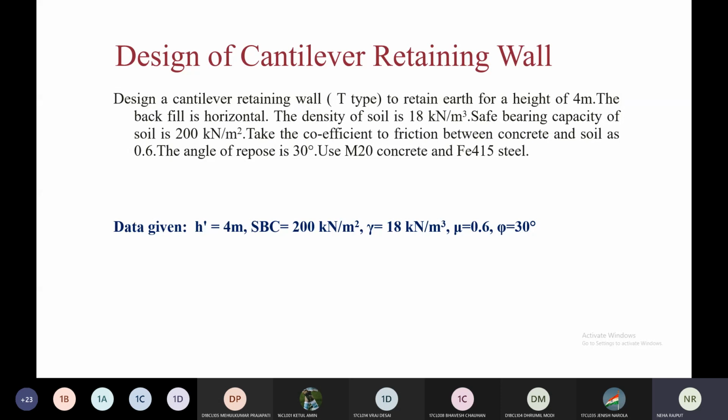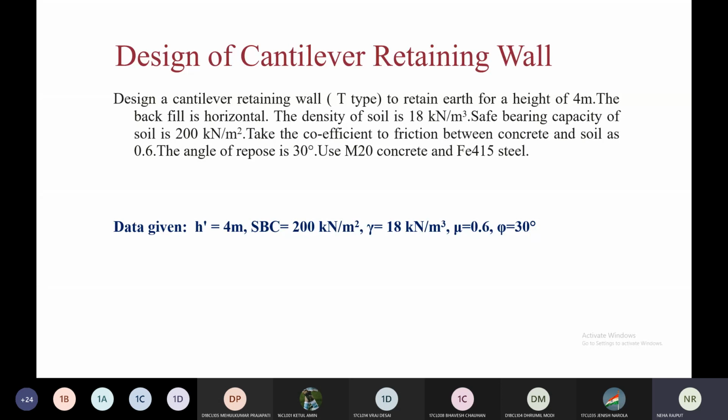Then the density of soil is given for the retained material, so that density is 18 kilonewton per meter cube. Then the safe bearing capacity of the soil on which your retaining wall is resting is 200 kilonewton per meter square, which is given by the geotechnical people. The coefficient of friction between concrete and soil is also given as 0.6. The angle of repose is 30° to calculate the active coefficient value. Use M20 concrete and Fe415 steel.